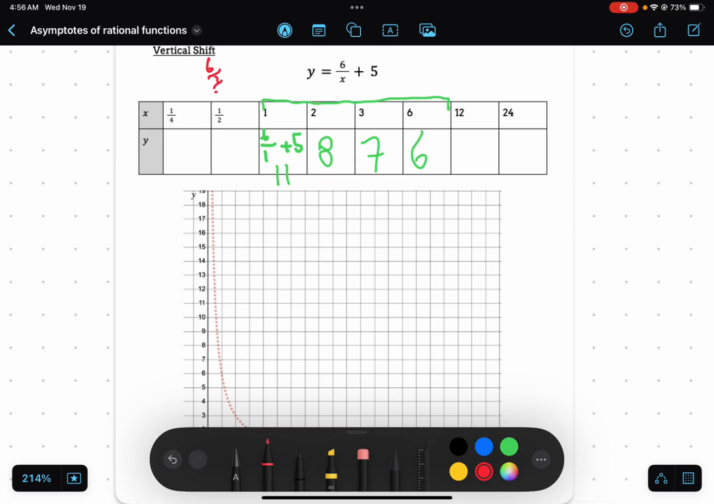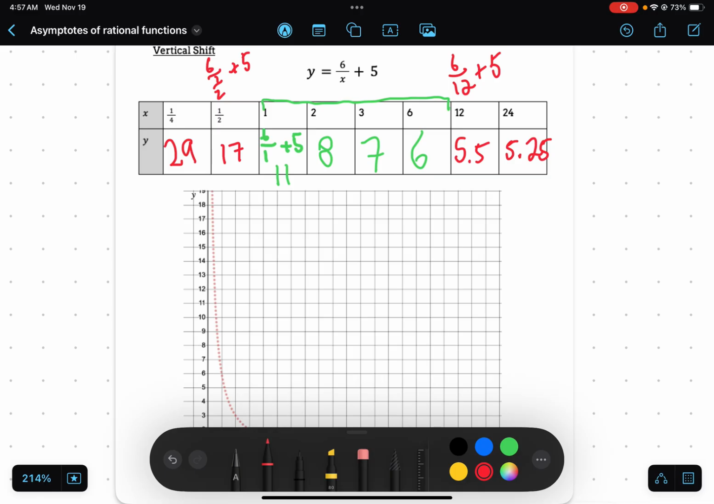6 divided by 1/2, we know that's 12. Plus 5 is 17. 6 divided by 1/4 is 24. Plus 5 is 29. And then these will be 6/12 plus 5, so that's 0.5 plus 5. So if that part doesn't make sense, make sure to ask about it in class tomorrow or pause the video and try to figure out where I got those numbers from.